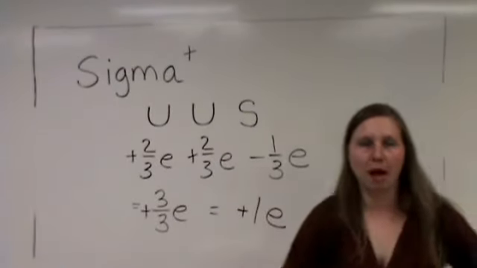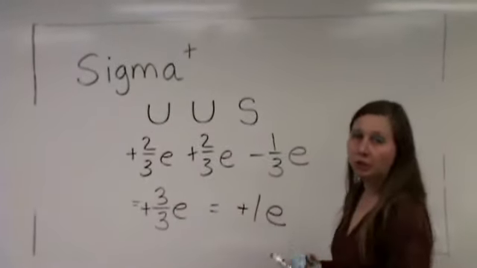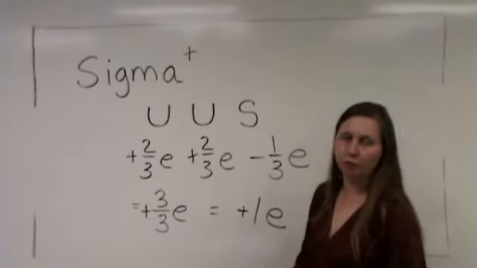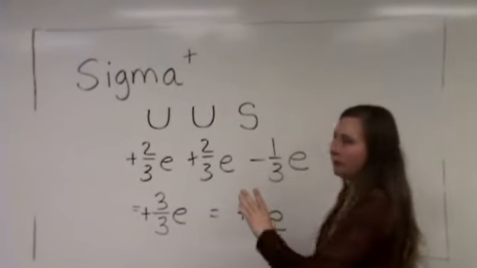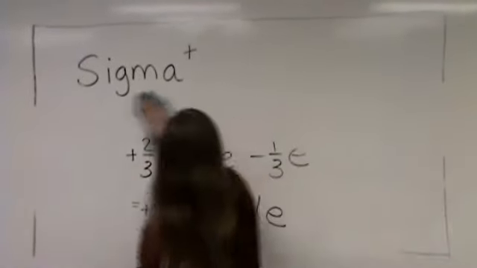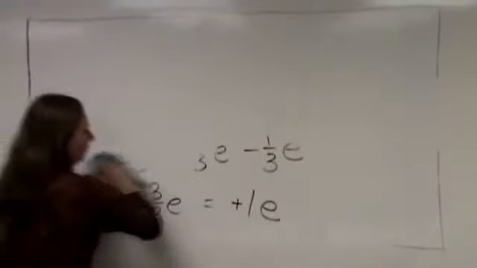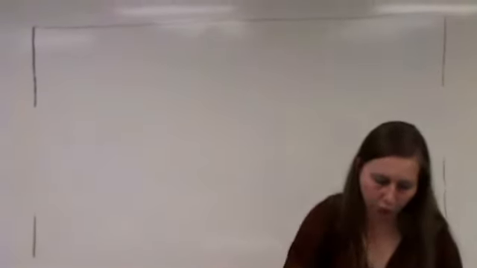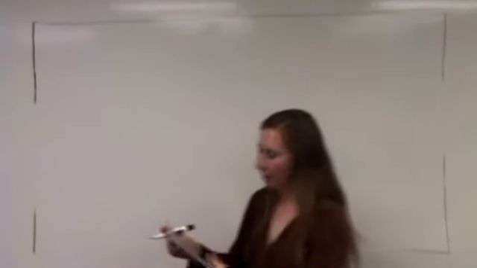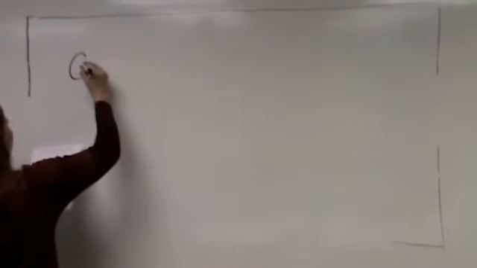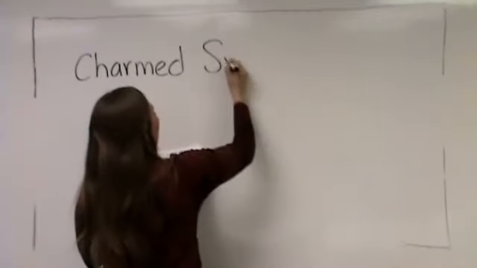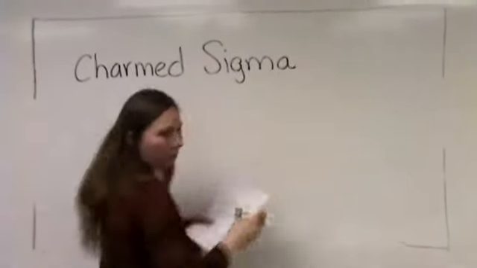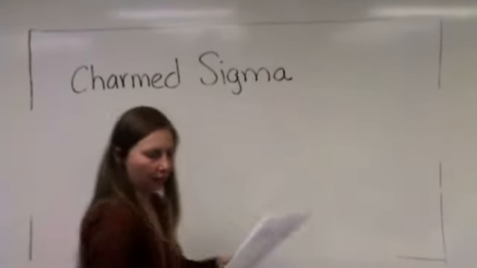Let's look at another baryon. Right, there are dozens and dozens, probably hundreds of these particles. Remember, the only 2 that you have to memorize are the proton and the neutron. I'm giving you the others just as examples. All right, here's another example called a charmed sigma. A charmed sigma. And let's see what the total of a charmed sigma comes out to.